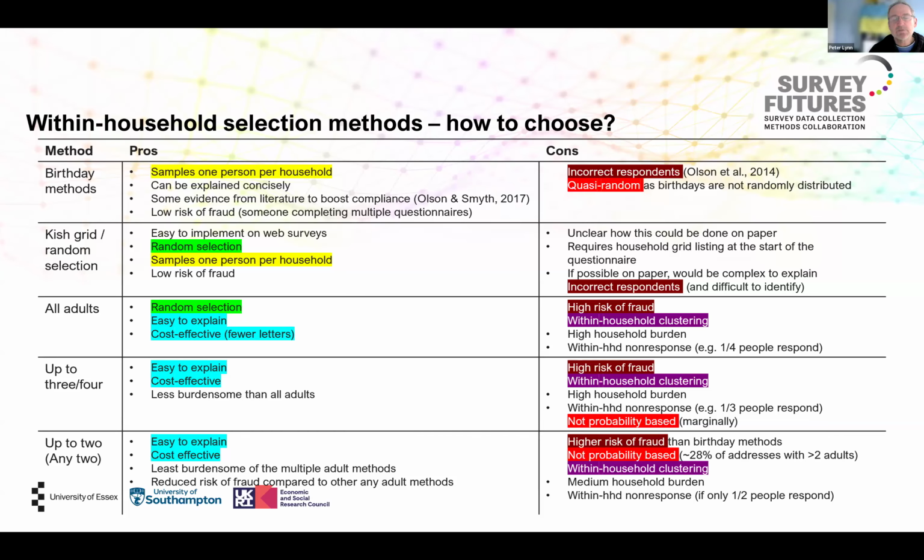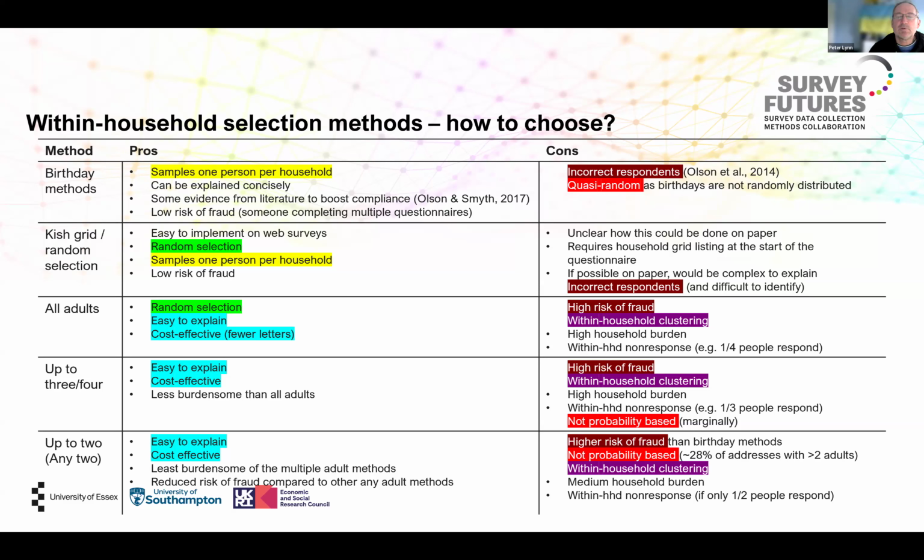Another thing we can be concerned with, particularly with the any 2, 3, or 4 methods, is that if we are offering a conditional incentive for taking part, which we often do, and we think is good practice, that does offer people an incentive to fictitiously make up additional household members in order to get an additional incentive.